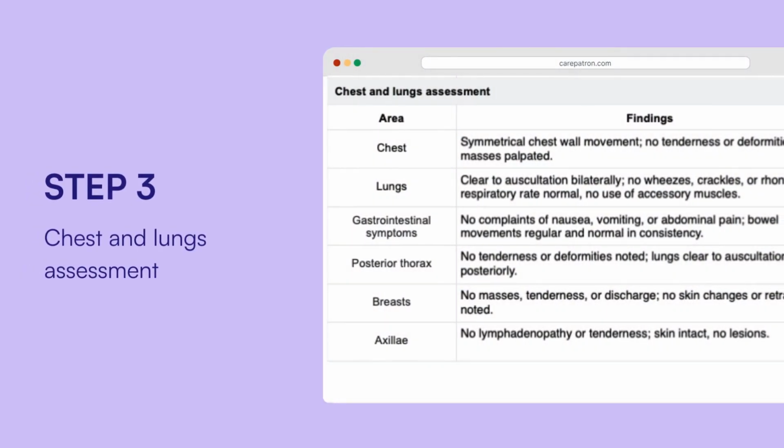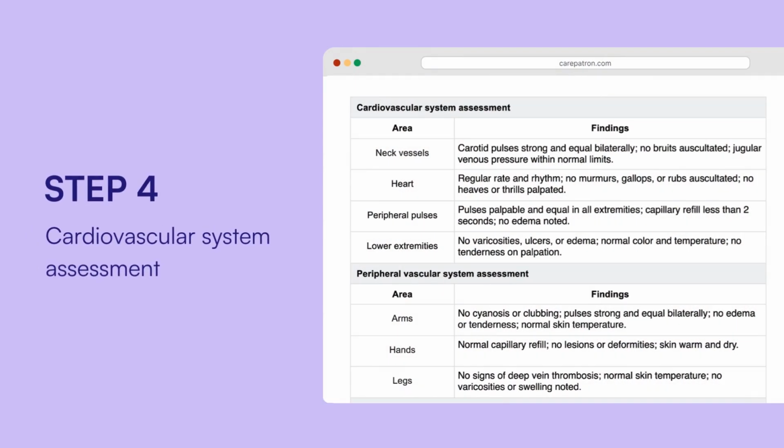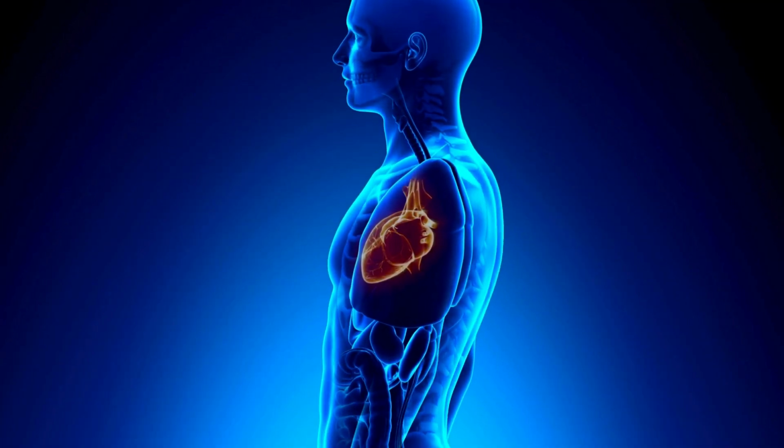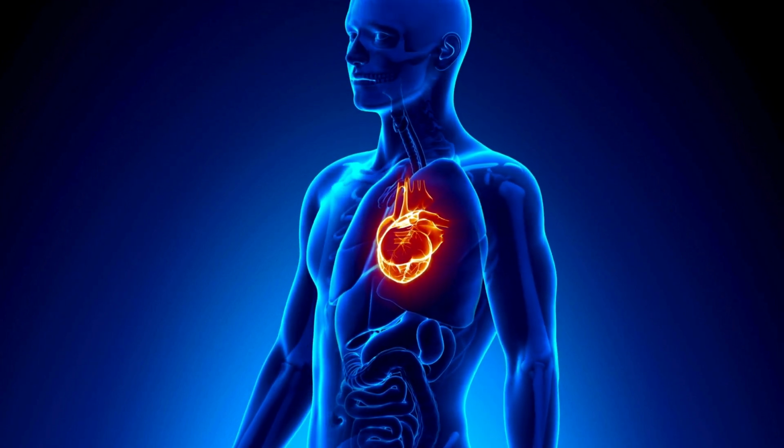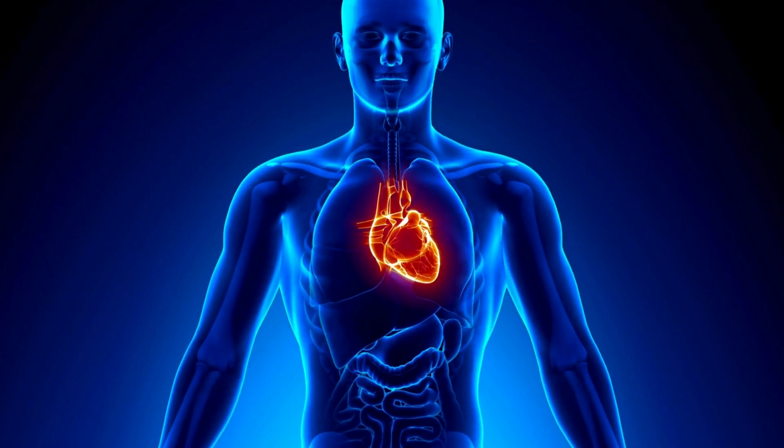Chest and lungs assessment. Move onto the chest and lungs. Check the chest for shape and symmetry and listen to the lungs with a stethoscope for any unusual sounds like wheezes or crackles. This step helps you assess the respiratory health of the patient. Cardiovascular system assessment. Next, assess the cardiovascular system. Listen to the heart, checking for any irregularities like murmurs. Check the strength and equality of peripheral pulses on both sides of the body, and look for signs of swelling in the lower extremities. These observations can reveal a lot about the patient's heart health.